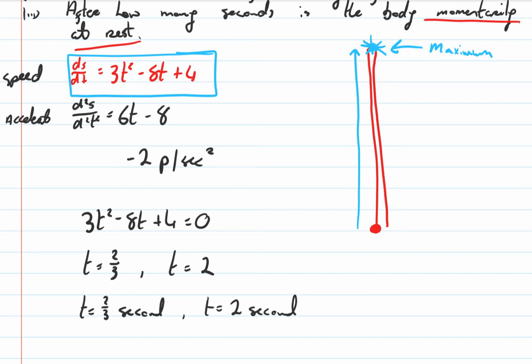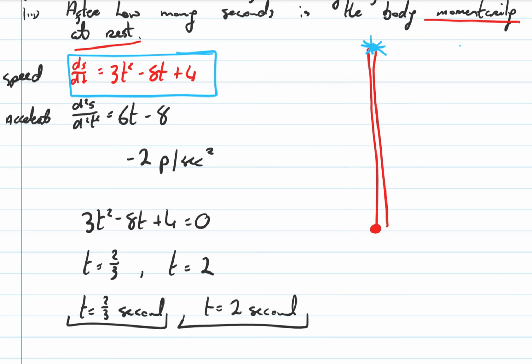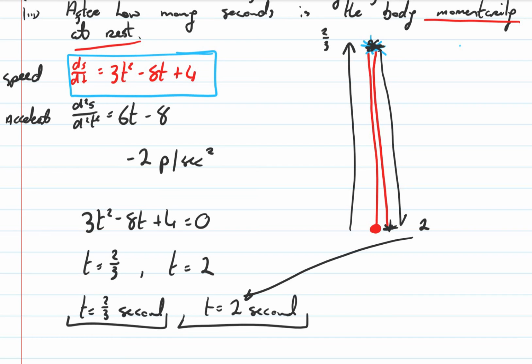Just to make sense of that, because we have two answers here, we have 2 seconds and 2/3 seconds. Well, I would think what's happening is whatever the object is, it's going up and hitting the maximum point at 2/3 seconds, and then it's dropping back down and stopping again here, obviously, at 2 seconds. Hence, there's one value, and there's the other value.